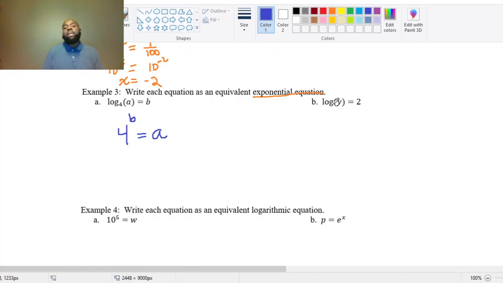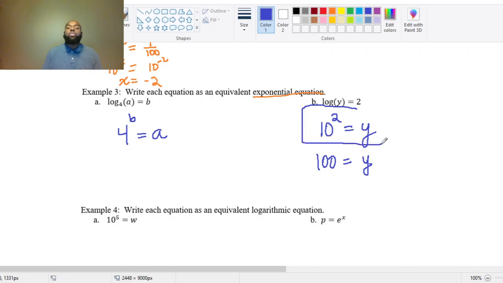All right, in part B, remember we have the common log here, so it's understood to be base 10. So I get 10 to the second power equals y, okay? So that's my exponential equation. You can simplify that a little bit, but you won't see the exponents anymore. So it's fine if you leave it in that form right there.